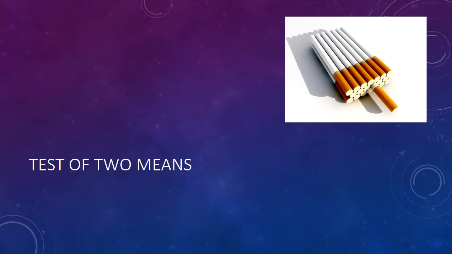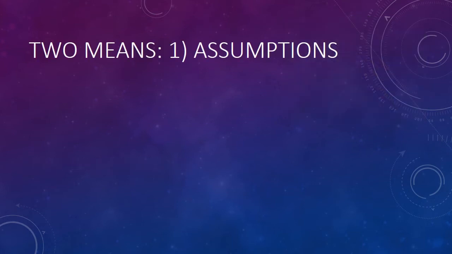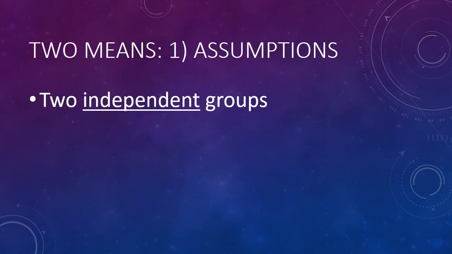To determine whether the two groups have the same mean, we can conduct a test of two independent means. First, the assumptions. The first assumption is that we have two independent groups. The independent groups assumption is very important here. These two groups need to be unrelated to one another.